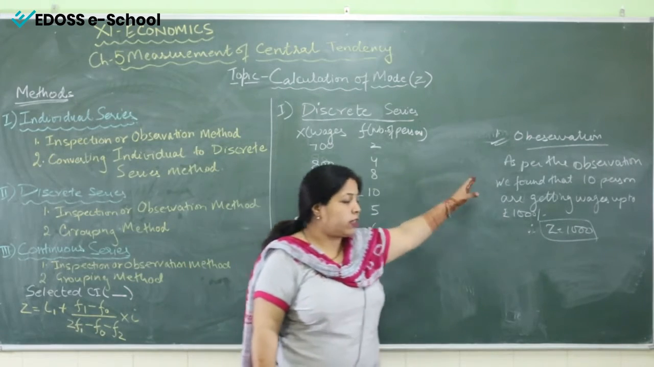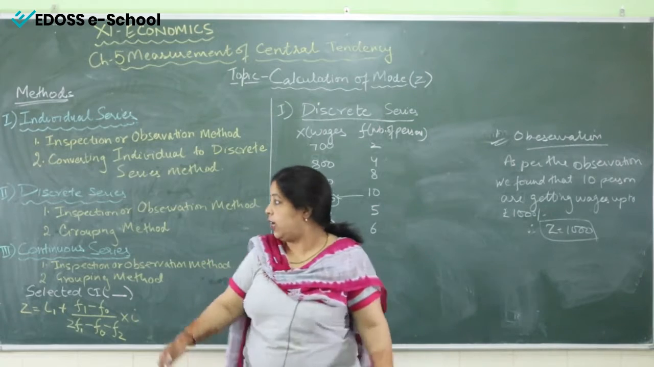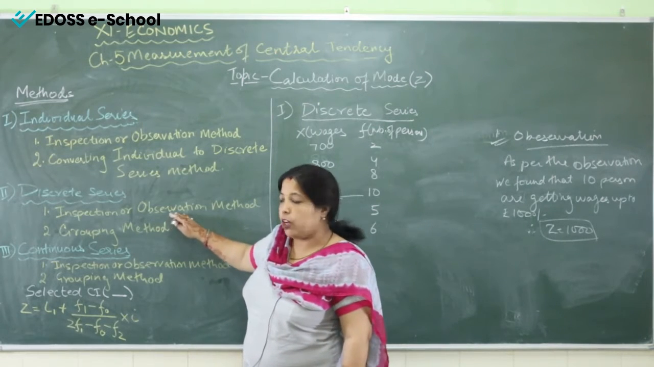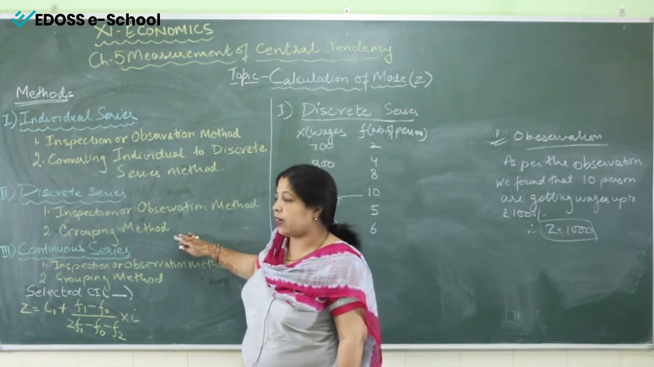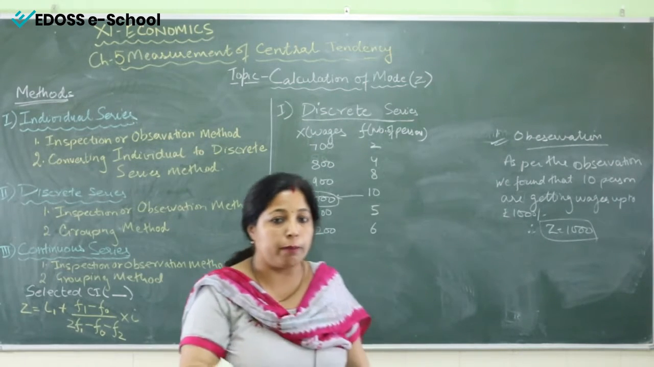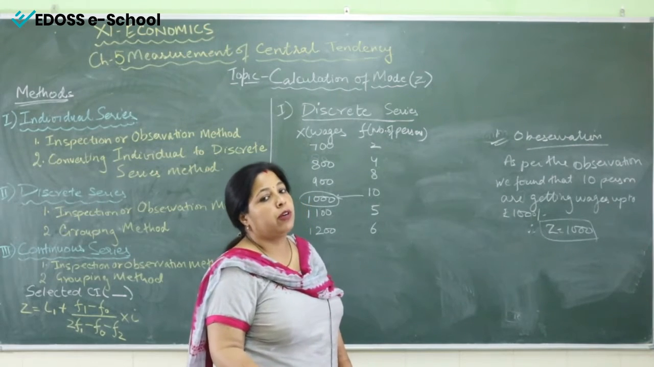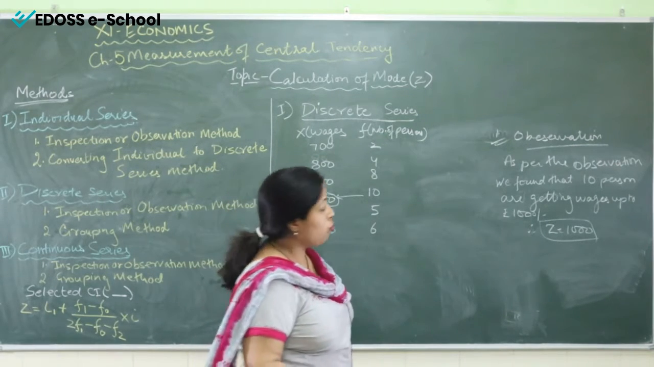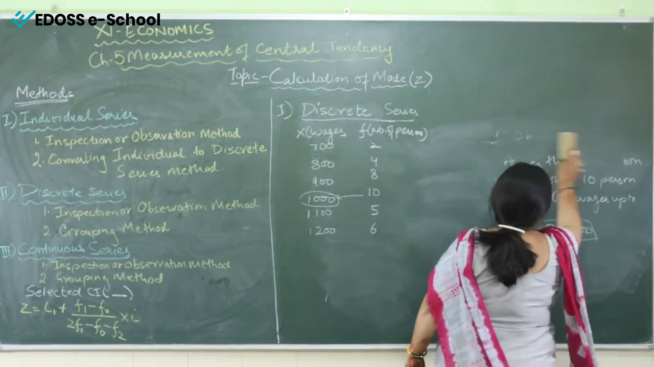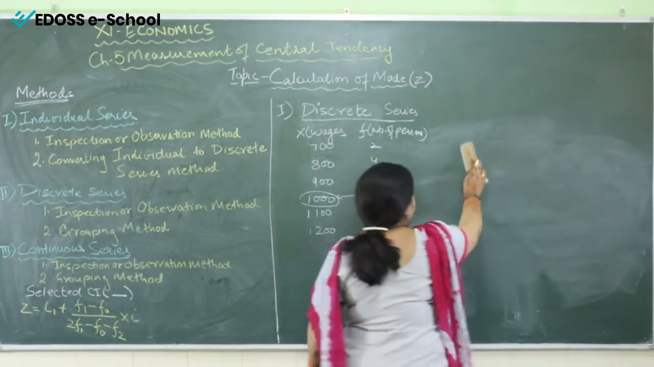So this is how we write the sentence, and we got to know the answer. This is the observation method, the first part. Now we are taking on the second method, that is the grouping method, and grouping method is one of the most important methods, and you find the numericals in examination from grouping method. So you need to understand the grouping method very clearly. So now we are going to do the grouping method.